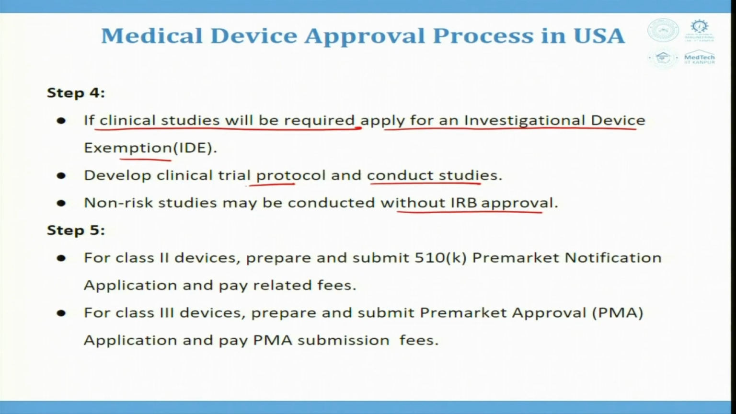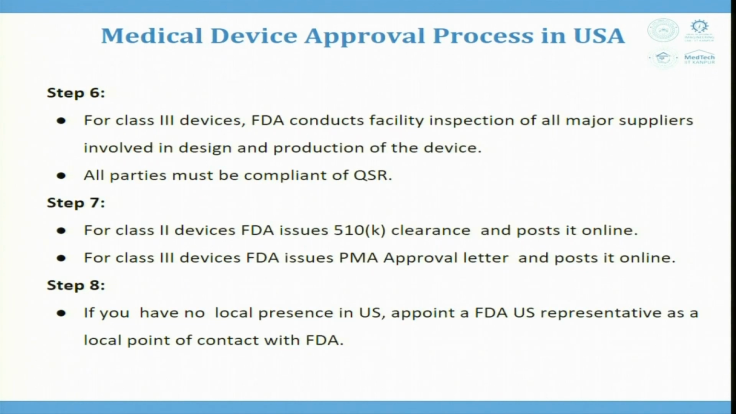Step 5 includes class 2 devices and class 3 devices. For class 2 devices, we need to prepare 510K, which is the pre-market notification application, and we need to pay related fees. For class 3 devices, we need to prepare and submit pre-market approval, that is PMA application, and pay PMA submission fees. For step 6, class 3 devices include facility inspection as well.